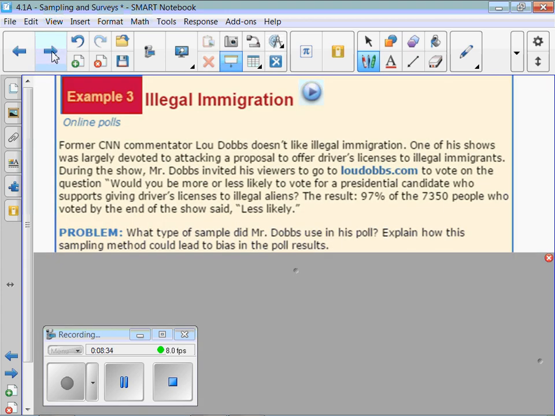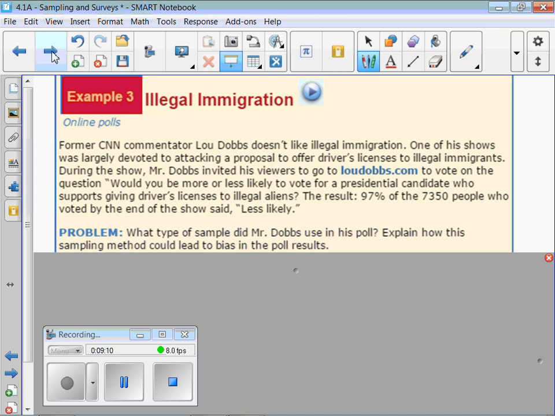Okay? All right, so former CNN commentator Lou Dobbs doesn't like illegal immigration. One of his shows was largely devoted to attacking a proposal to offer driver's licenses to illegal immigrants. During the show, Mr. Dobbs invited his viewers to go to this website to vote on the question, would you be more or less likely to vote for a presidential candidate who supports giving driver's licenses to illegal aliens? The result, 97% of the 7,350 people who voted by the end of the show said less likely.